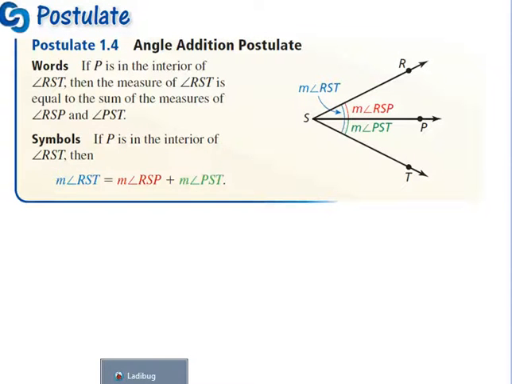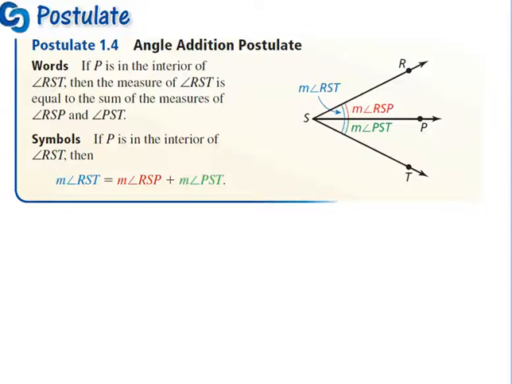All right, the next thing we have is what's called an angle addition postulate. Now, it's very similar to the segment addition postulate, where I can take a segment, and if there's a point in that segment, I can split that segment into two different parts.